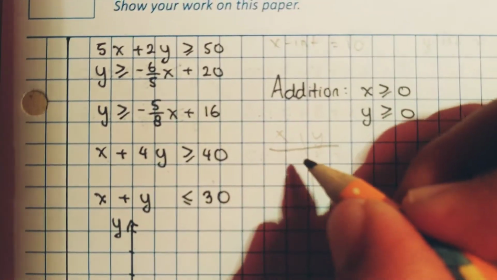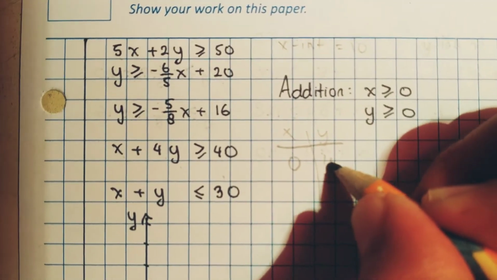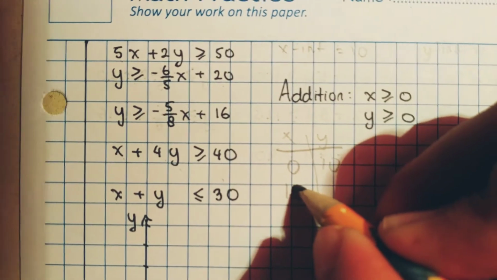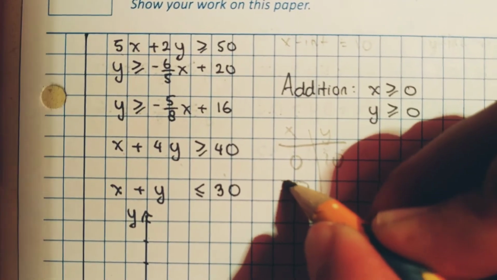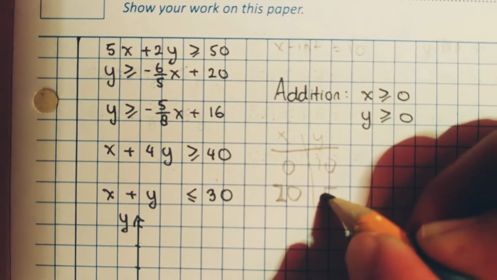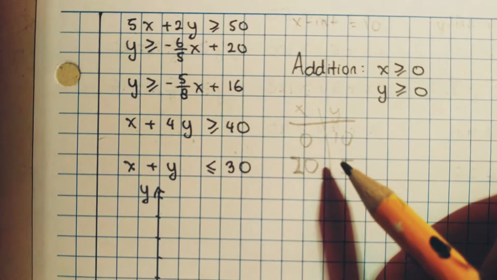Right, the first one is when x equals 0, y equals 10. And then I will use when x equals 20. When x equals 20, y equals 5. Right? 20 plus 20, 40. So how to graph this one?